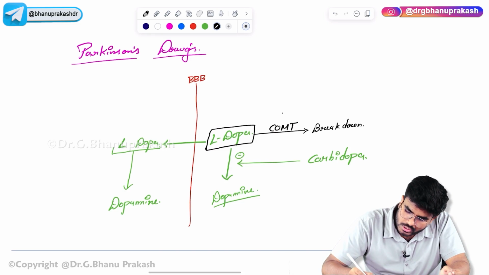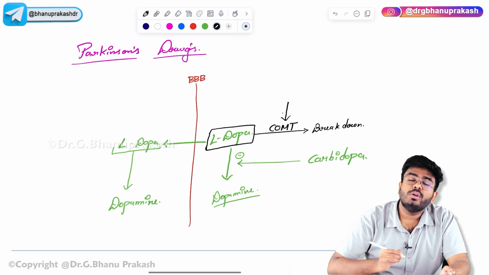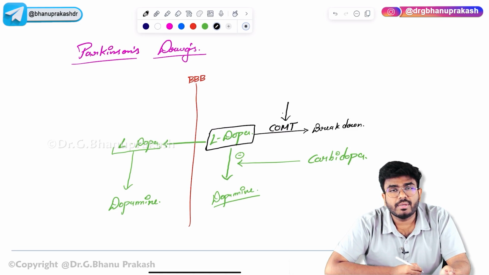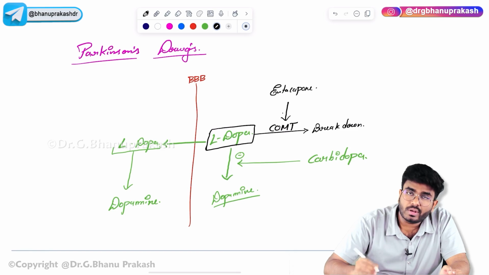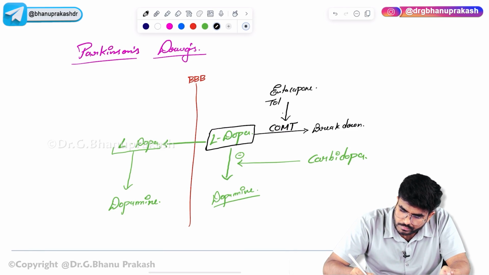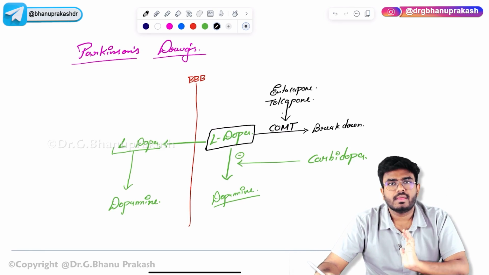Now what do I have to do? I have to also inhibit this COMT. Who is going to inhibit the COMT? COMT inhibitors, tolcapone, entacapone. Entacapone works only in the periphery, and tolcapone. Okay, done. This is completed.